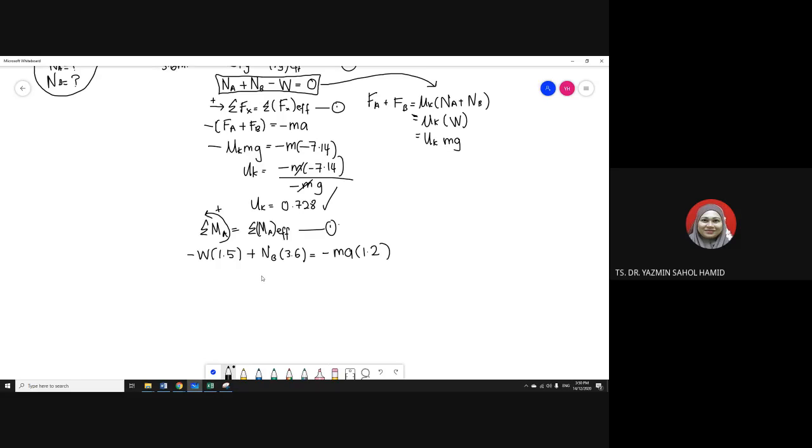Okay. Macam mana kita nak dapat NB? So, NB equals to negative MA 1.2 divided by negative W adalah sama dengan MG 1.5. So, berapa NB kita? So, M kita boleh potong. So, kita tinggal A. A tadi berapa? A tadi berapa? Negatif.